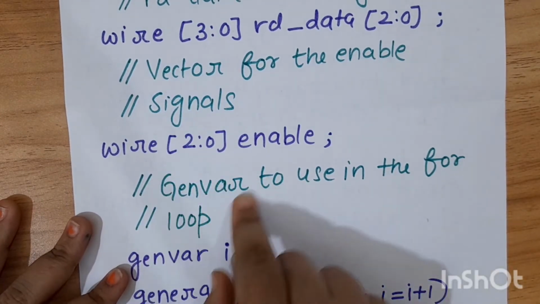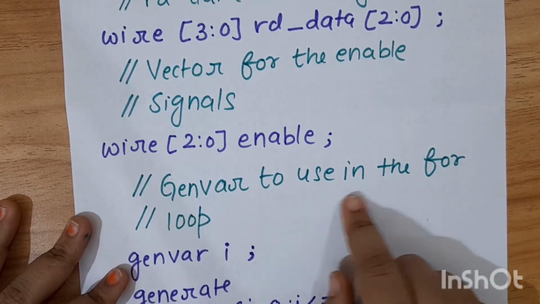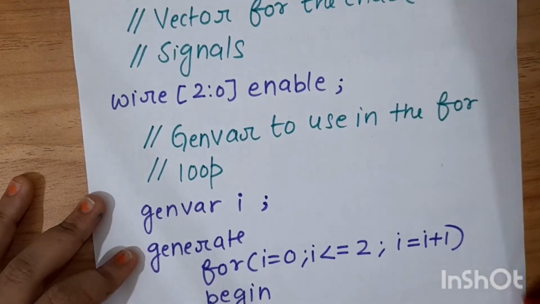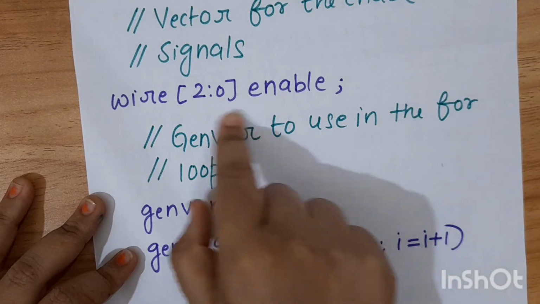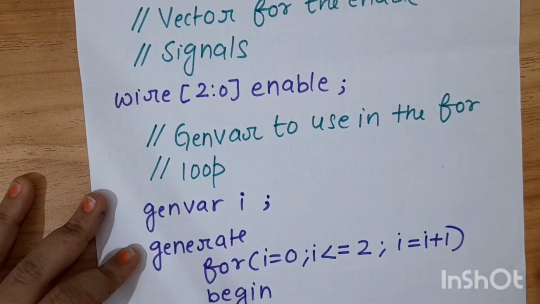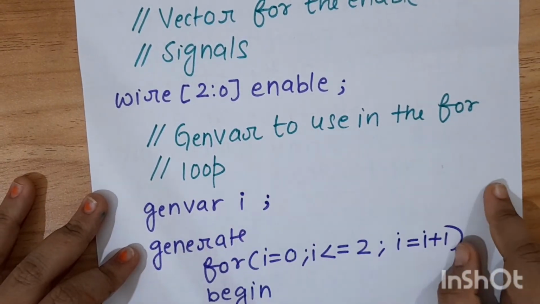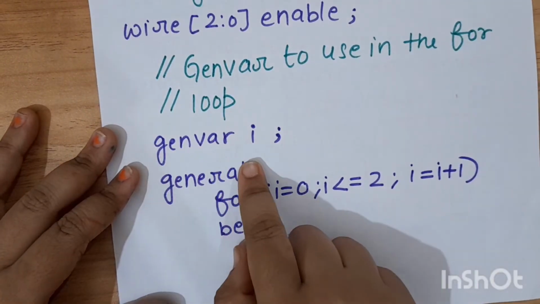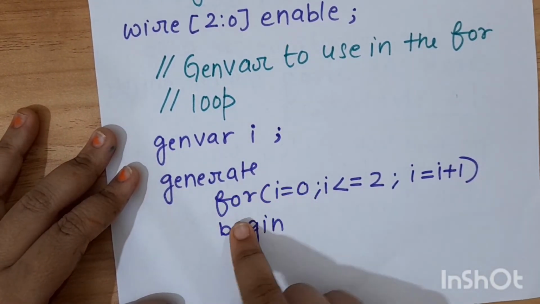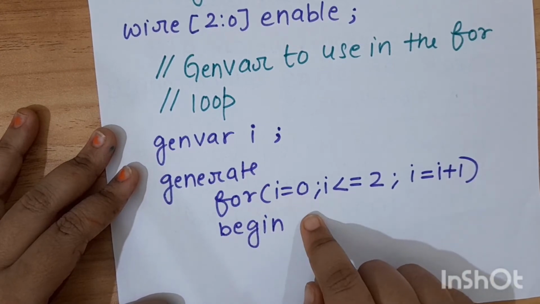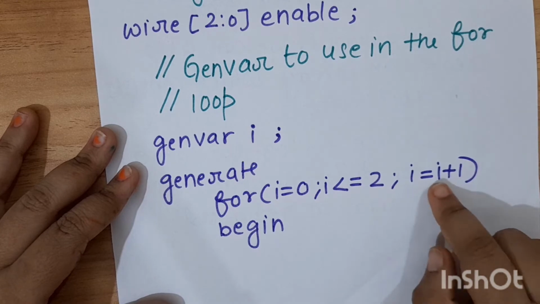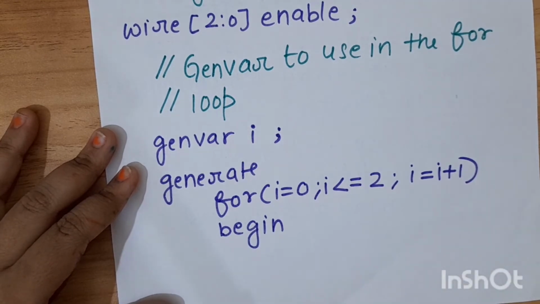Now genvar is a variable to use in the for loop. For the generate keyword and generate for loop, we will have a variable genvar. The variable will be declared as genvar and we will use it in the generate for loop block. genvar i semicolon, generate for i is equal to 0 semicolon i less than or equal to 2 semicolon i is equal to i plus 1, bracket close, begin.